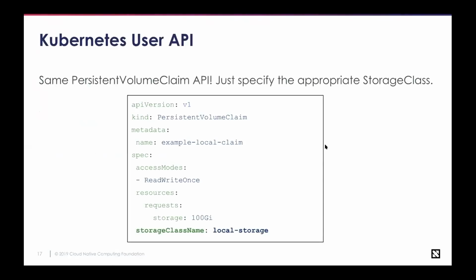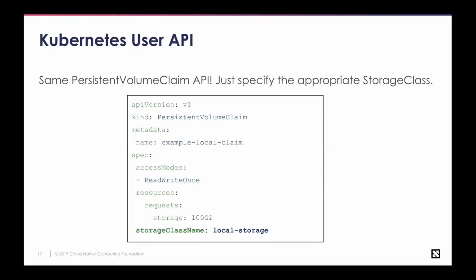So now I want to shift topics a little bit and talk about how you can actually use this feature from the perspective of a Kubernetes user. This part is really simple. It uses the same persistent volume claim interface that you already use for remote persistent volume types in Kubernetes. The only difference here is that you need to specify a different storage class that you've defined to represent your local disks.